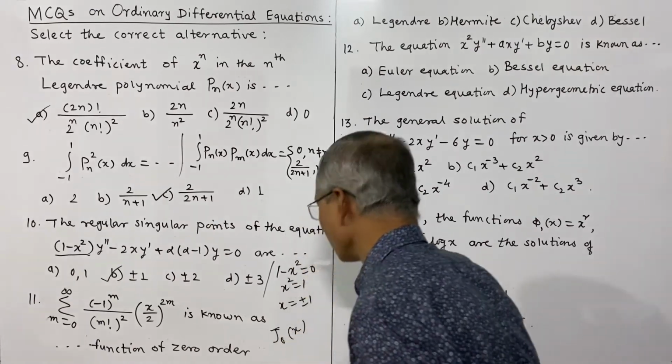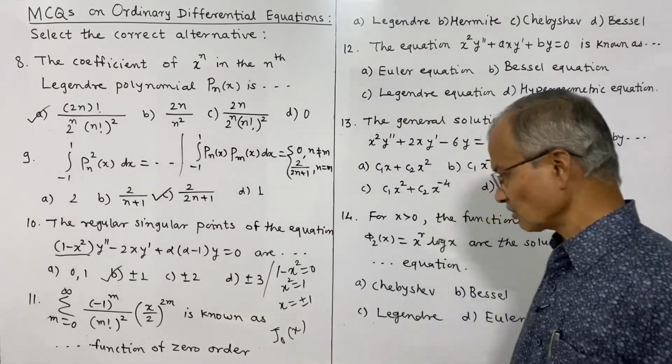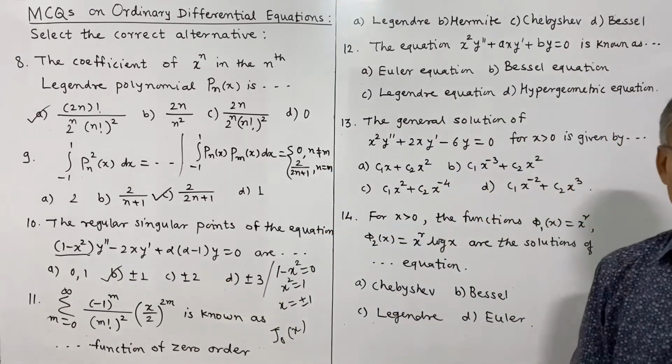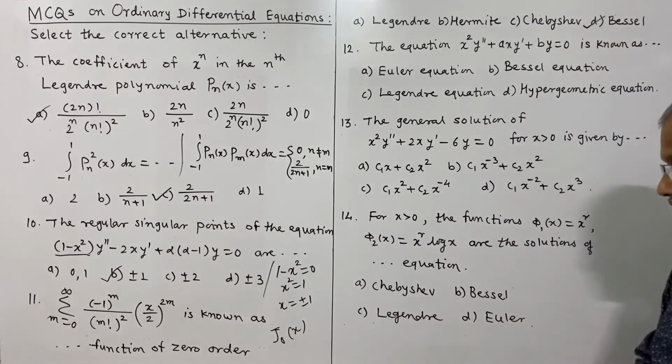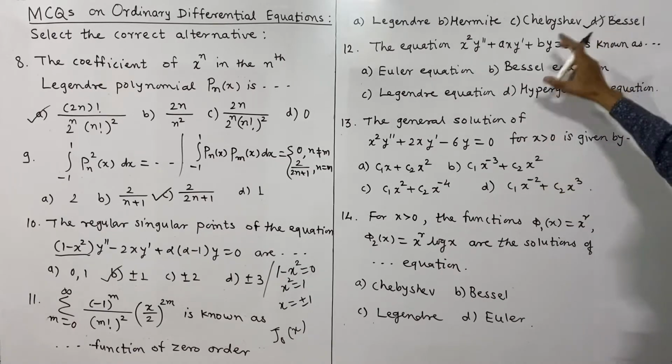The question may also be asked why this is denoted by which notation? That is J0(x), and it is known as Bessel's function, Bessel's function of 0 order. So this is the alternative.